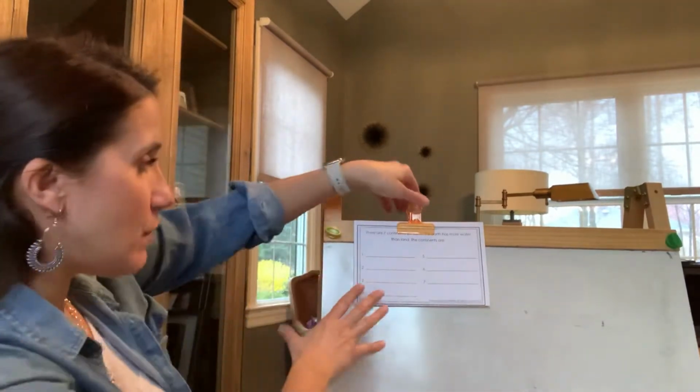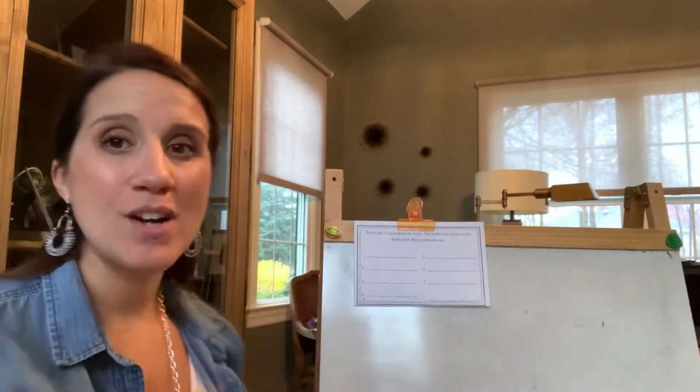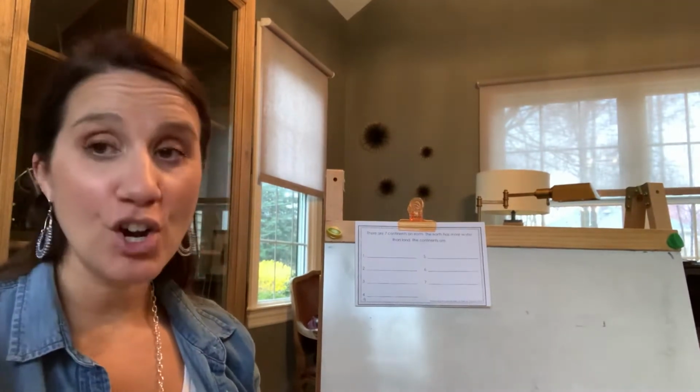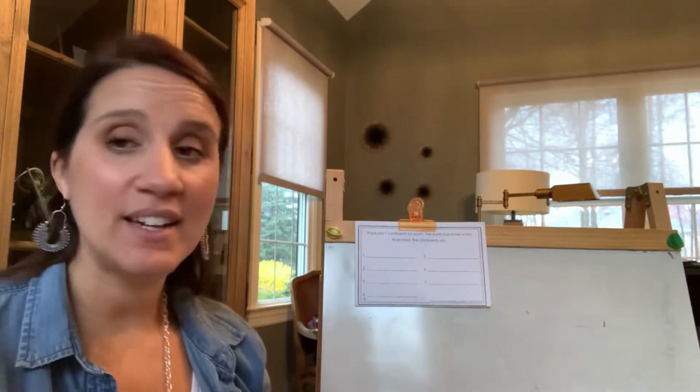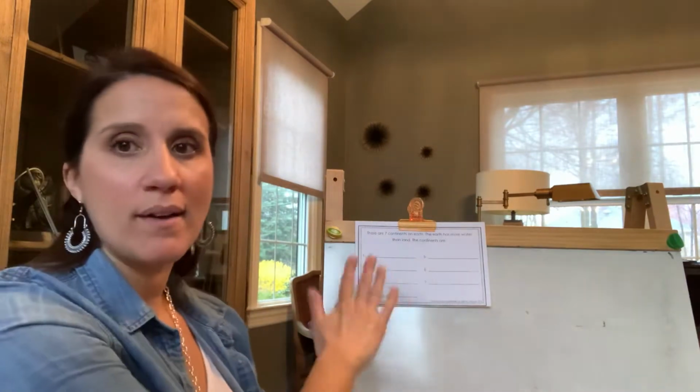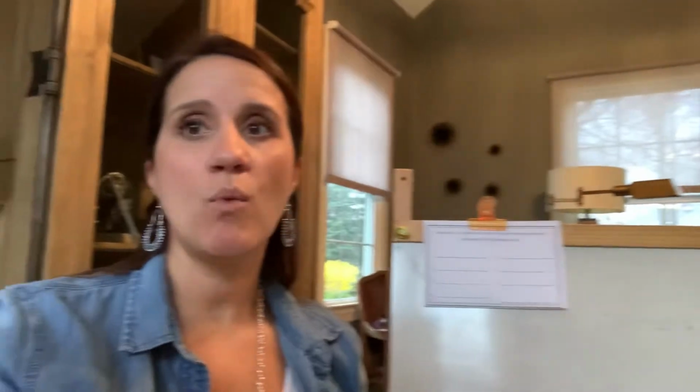So let's take a look here at what you're working on. It says, there are 7 continents on Earth. The Earth has more water than land. The continents are. So before we start working on this, I actually have a story that I want to share with you. Are you ready?